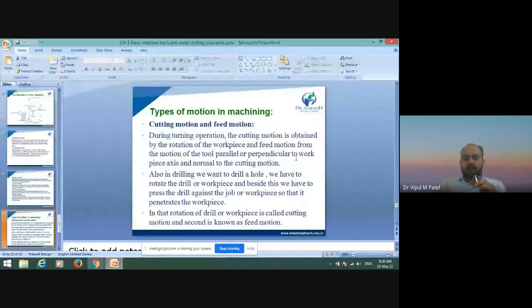If I want to make a hole with the use of the drilling mechanism, then I have to rotate the drill bit. The workpiece is idle or steady, right? So the rotation of the drill or workpiece is called cutting motion, and the second is known as feed motion. Understand, all of you? Types of motion in machining.